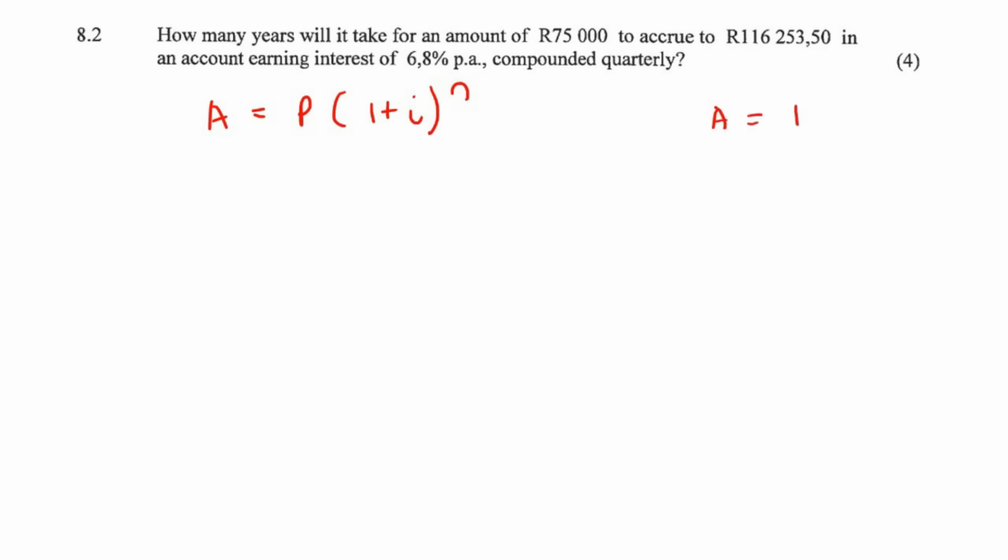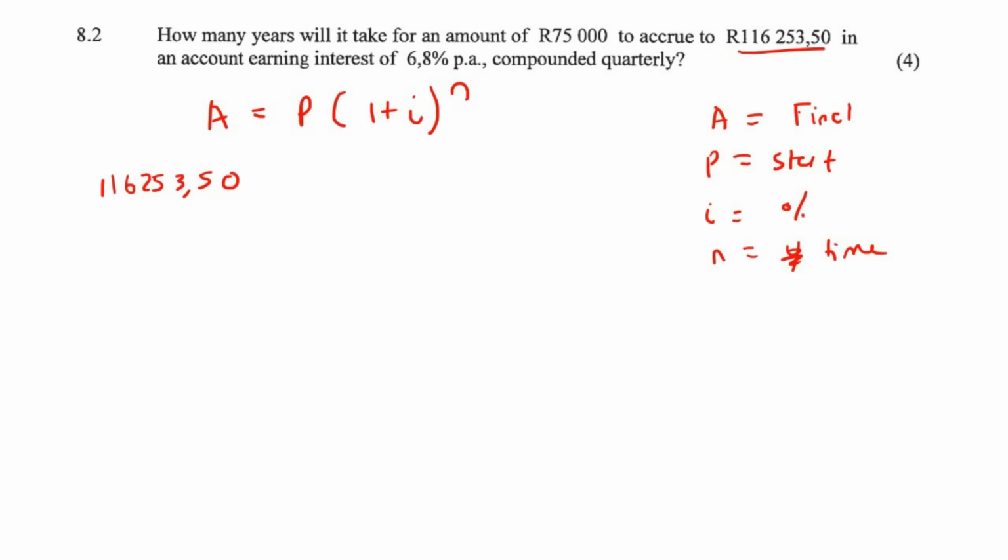Remember, A is the final, P is the start, I is the percentage, and N is the time. Let's just say time. Okay, so we know that the final amount is that, so we can say 116,253.50. The starting amount is 75,000. The interest rate, now here's where you've got to look out. So it's 6.8% per annum. So I like to say 0.068, but you could say 6.8%, or you could say 6.8 over 100.